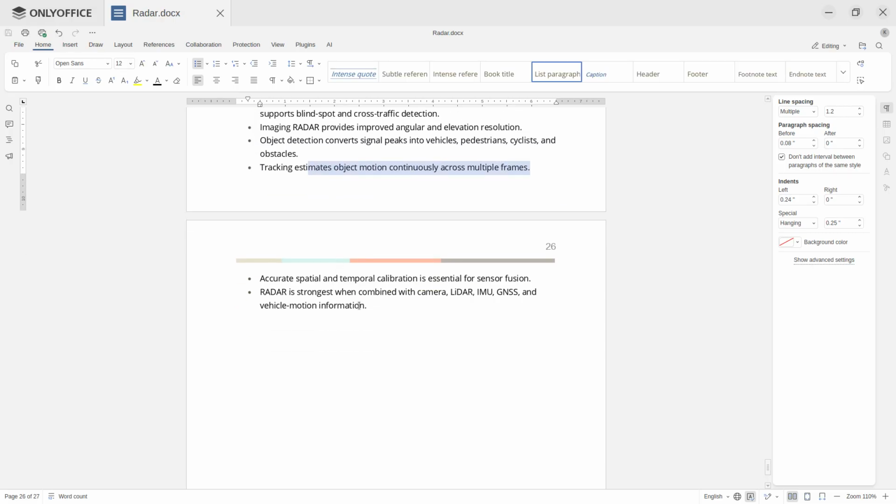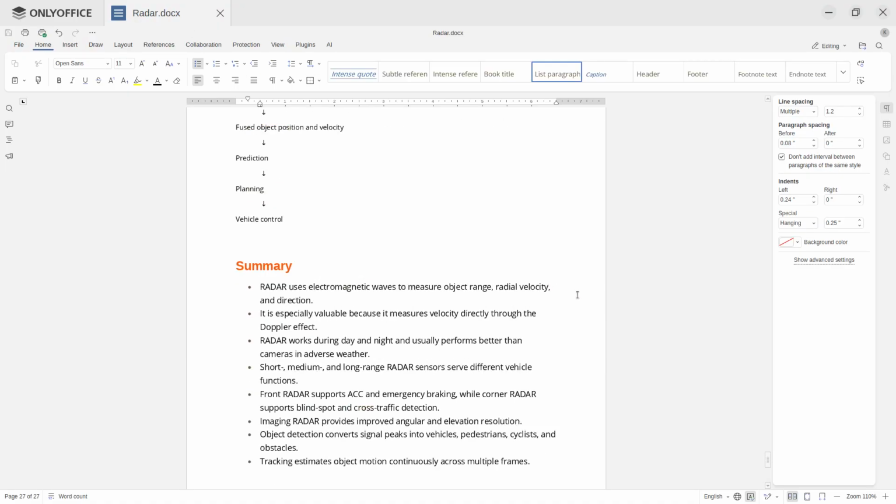Accurate spatial and temporal calibration is essential for sensor fusion. Radar is strongest when combined with camera, LiDAR, IMU, GNSS and vehicle motion information. As we have seen many times before, the weakness of one sensor can be compensated by the strength of another sensor. That's why it is better to fuse all of them together.